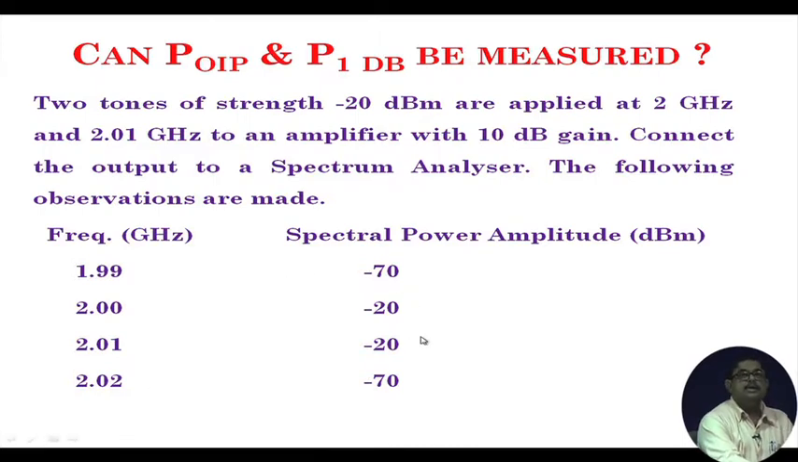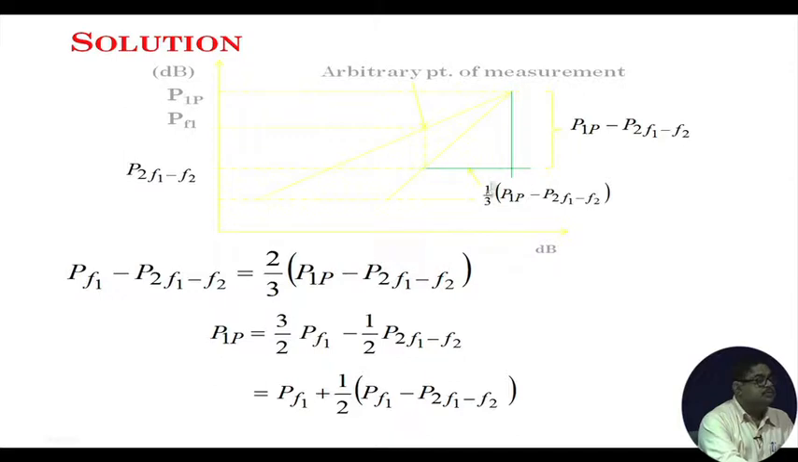So, from this you will have to determine what is POIP, how will you do that? Let us say this is the arbitrary point of measurement, and here we have shown the power of the F1 component minus the power of the third order intermodulation product. So, at this point this is my Pf1 and this is my P2F1 minus F2.